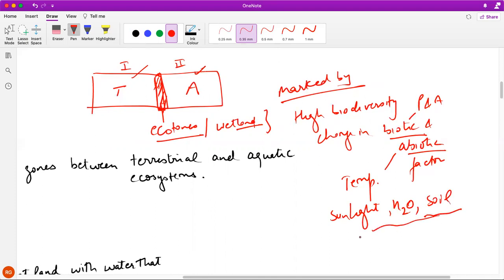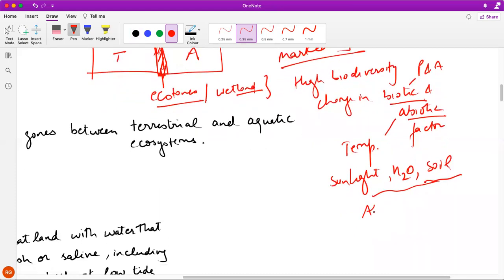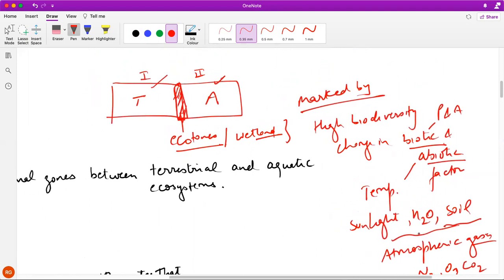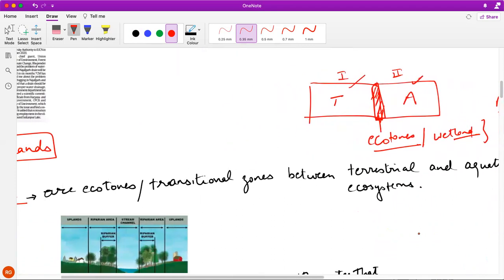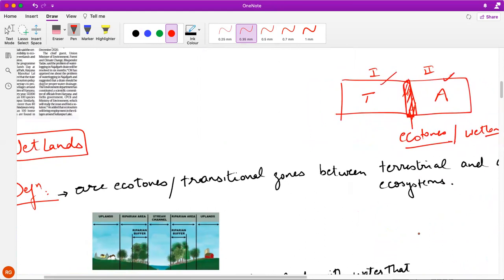Not just physical factors, even atmospheric gases also change, like nitrogen, oxygen, carbon dioxide, methane. Okay, and also these favor particular kinds of species. Okay, so this is a basic definition.